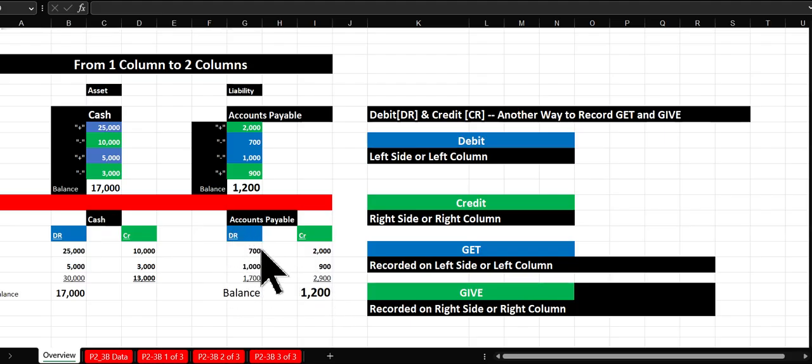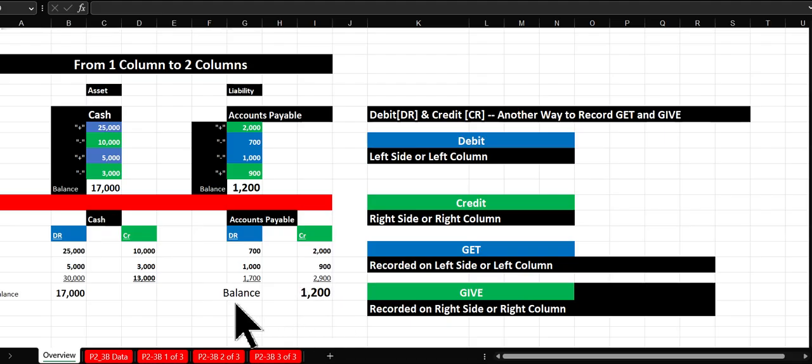We add each of these debits, we get a total. We add each of these credits, we get a total. The balance, the amount needed to make the two sides equal, is the difference. And since the credit side is larger, this balance goes on the credit.